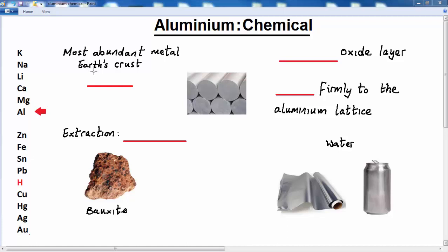In this lesson we're going to look at the chemical properties of aluminium. First of all, we can say that aluminium is the most abundant metal in the Earth's crust. Something like 8% of the Earth's crust is made from aluminium, and that helps to keep down the cost of obtaining aluminium simply through supply and demand.